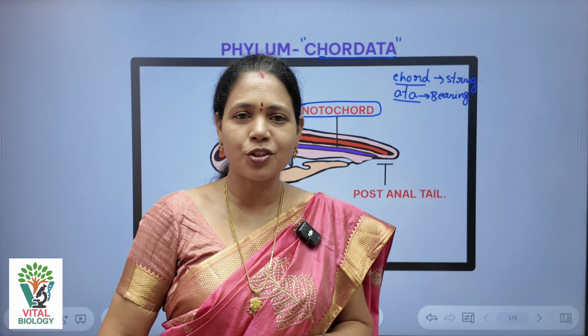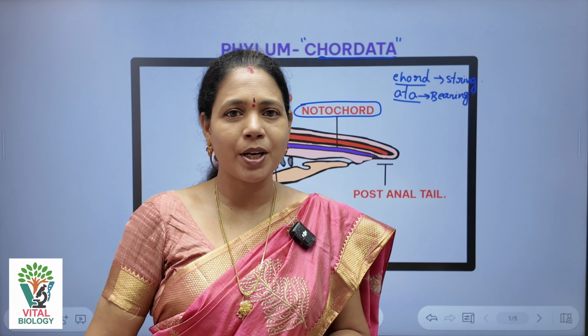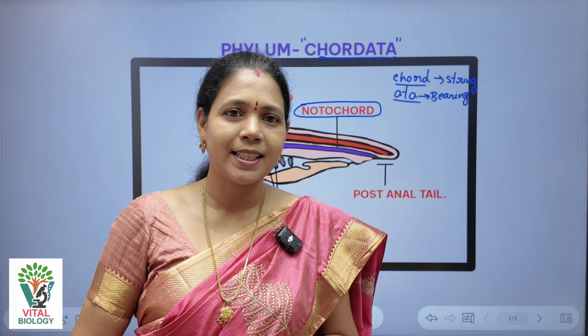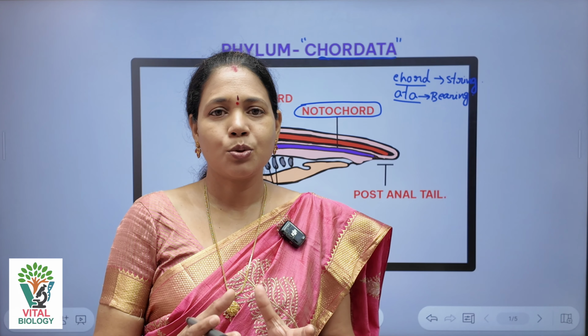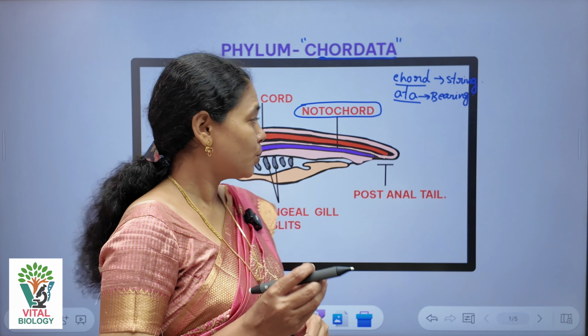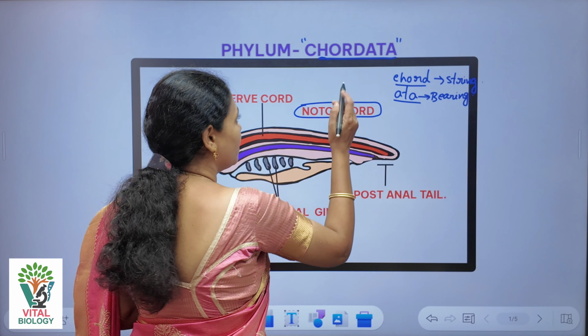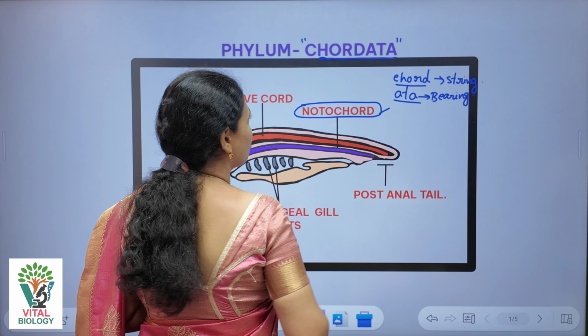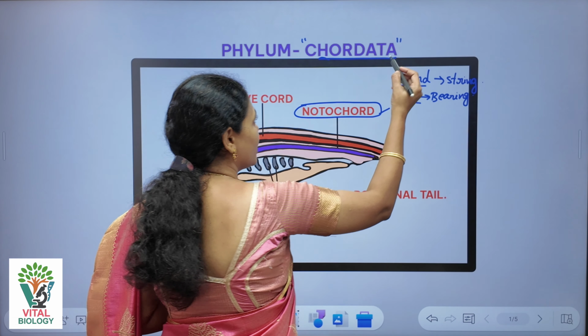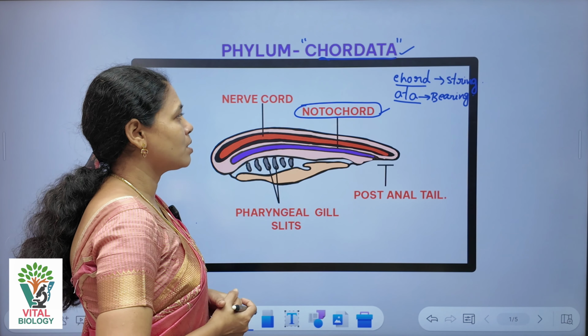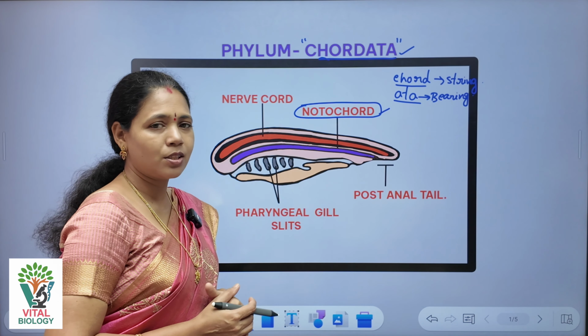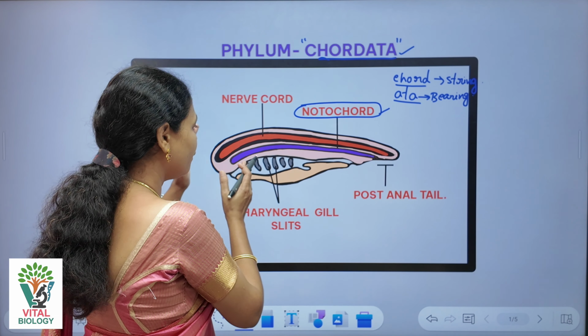In the case of vertebrates, the notochord develops into the skeletal system, which gives the main support to the organisms. Based on the presence of the notochord in these animals, this group was named Chordata.